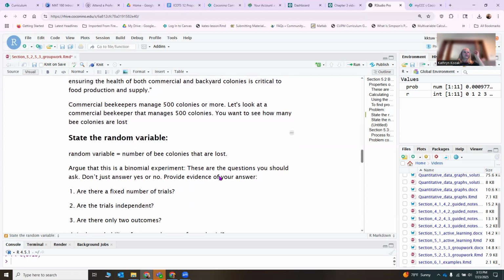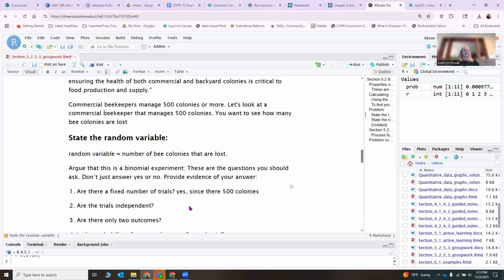We're then going to argue that this is in fact a binomial experiment. These are questions you should ask. So we're going to not just say yes and no. We want to actually think about why. Are there a fixed number of trials? Well, this one is a yes, but that's because there are 500 colonies. We're not going to just say a number. We're going to actually say exactly how many.